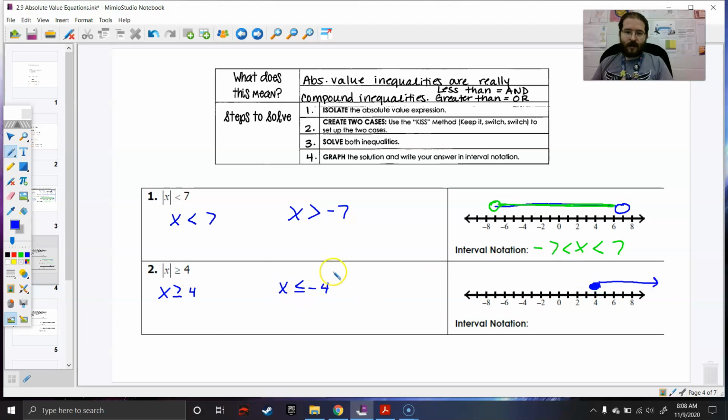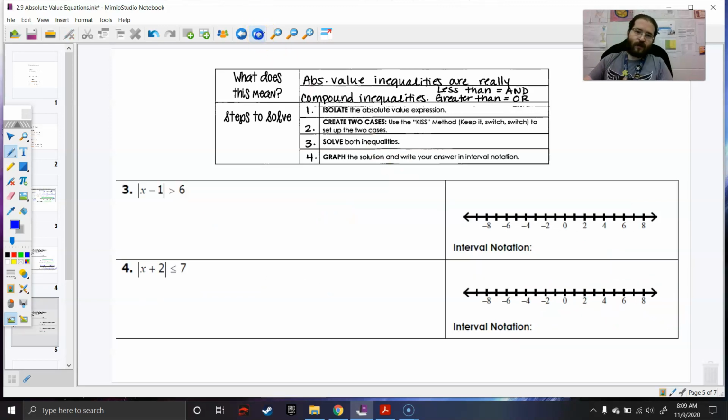All right, this is going to be a closed circle, less than. So we have parentheses, negative infinity, comma, negative 4, bracket, or bracket 4, comma, infinity, parentheses.